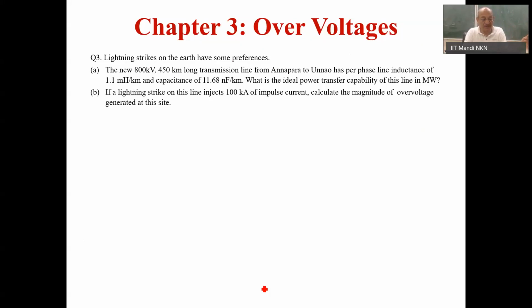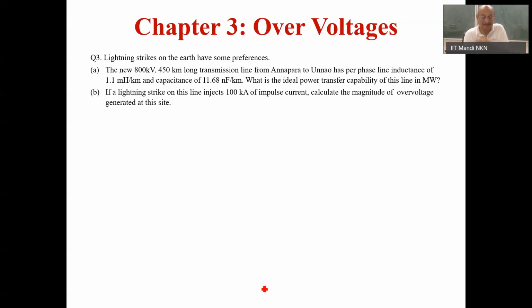So you have to solve this example: the new 800 kV, 450 kilometer long transmission line from Anupara in Uttar Pradesh near Unnao has per phase line inductance of 1.1 millihenry per kilometer and capacitance of 11.68 nanofarad per kilometer. What is the ideal power transfer capability of this line in megawatt?